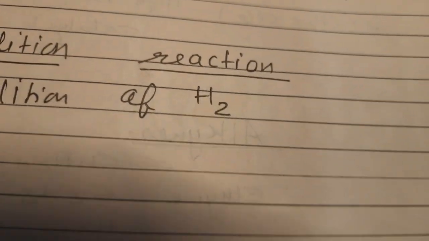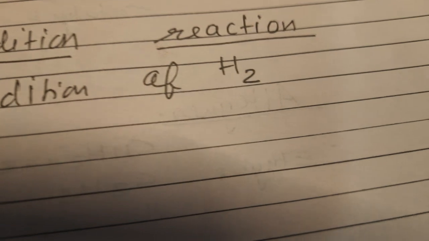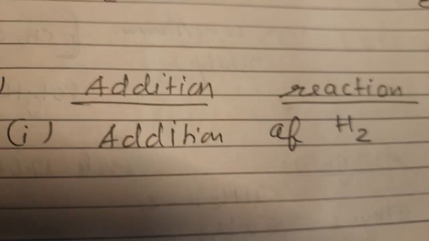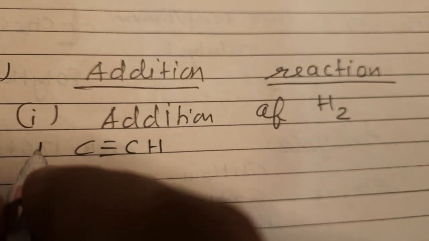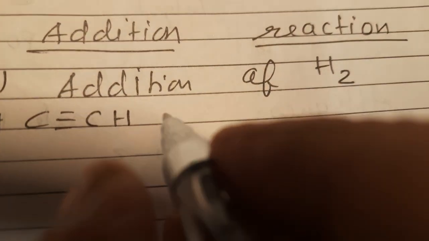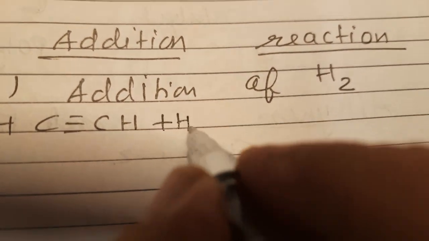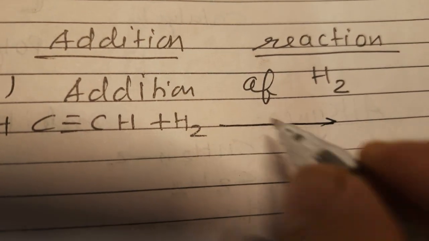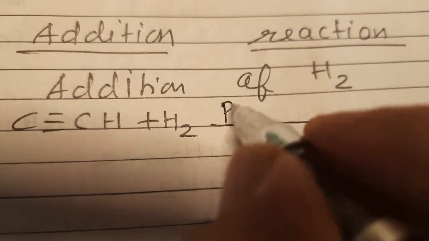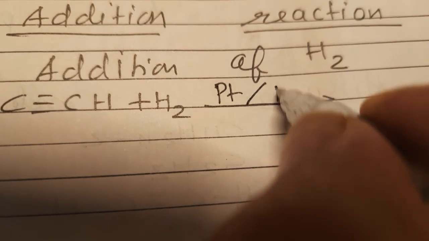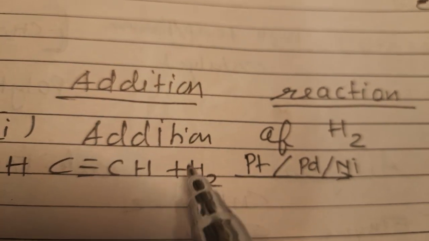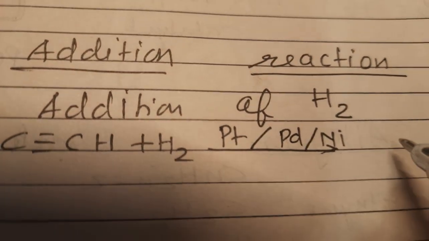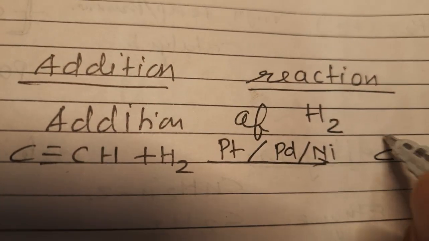Then comes the addition reaction. So the first addition we will see is the addition of dihydrogen. How will dihydrogen add? C triple bond CH. When dihydrogen is added, it will be in the presence of some catalyst. Catalysts are platinum, or palladium, or nickel catalyst. Correct. So this is a triple bond, and when two hydrogens add, it will be converted into a double bond.